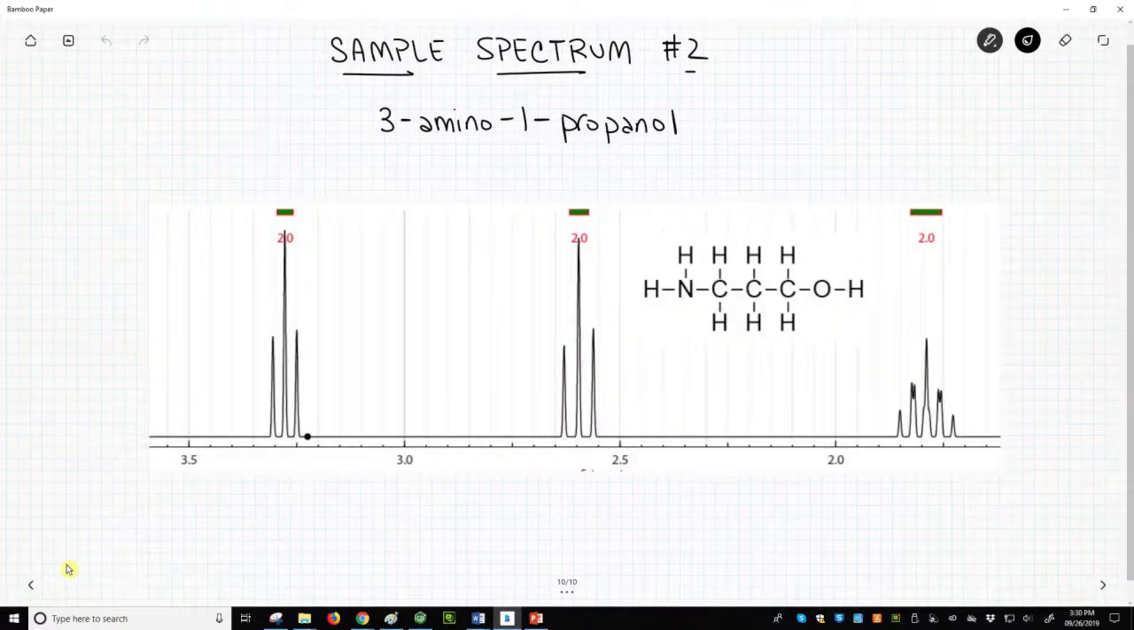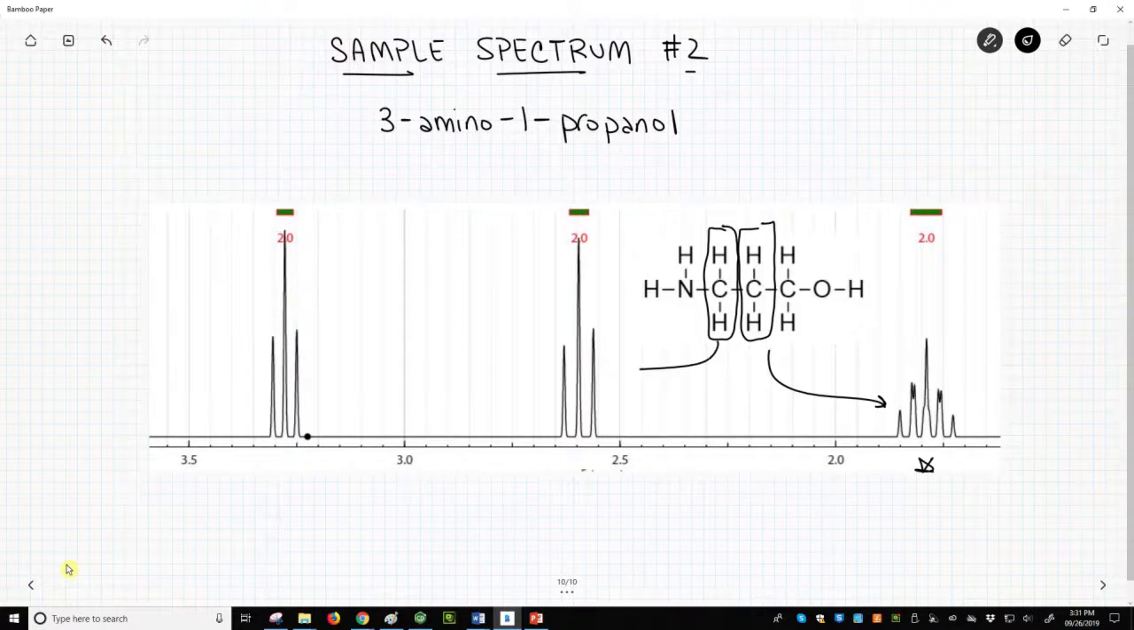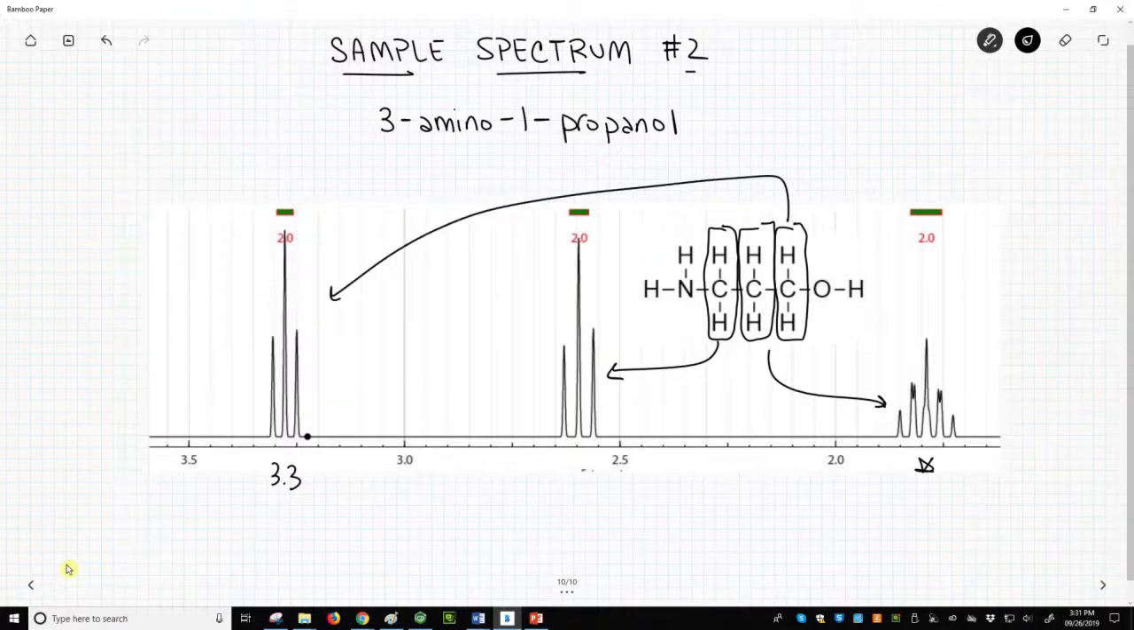The first signal is at 1.8 ppm. That must be an sp3 CH with only carbons next door. Yes, that is the middle carbon. The next signal is at 2.6 ppm. That's an sp3 CH with a nitrogen next door, the CH2 on the left. The last signal is at 3.3 ppm. That's an sp3 CH with an oxygen next door, the CH2 on the right.